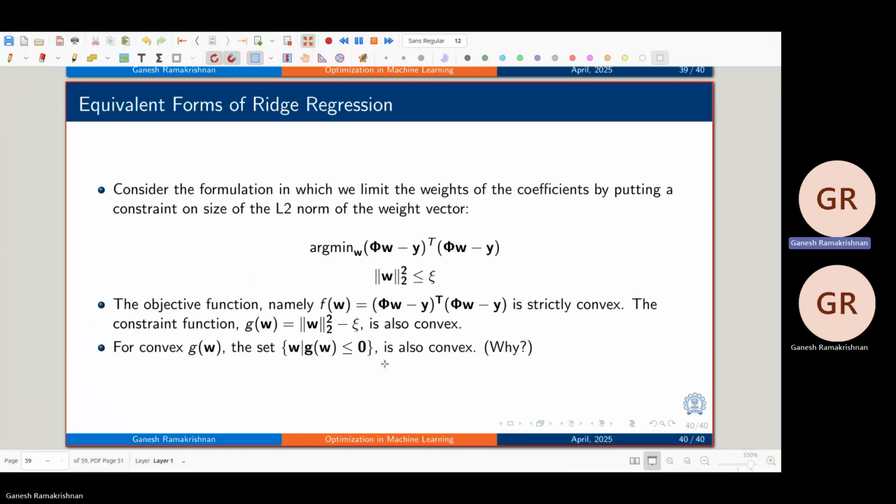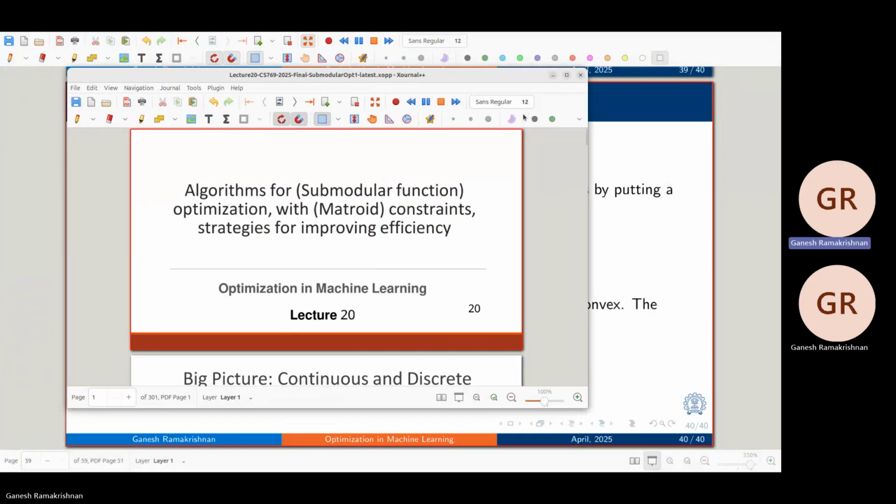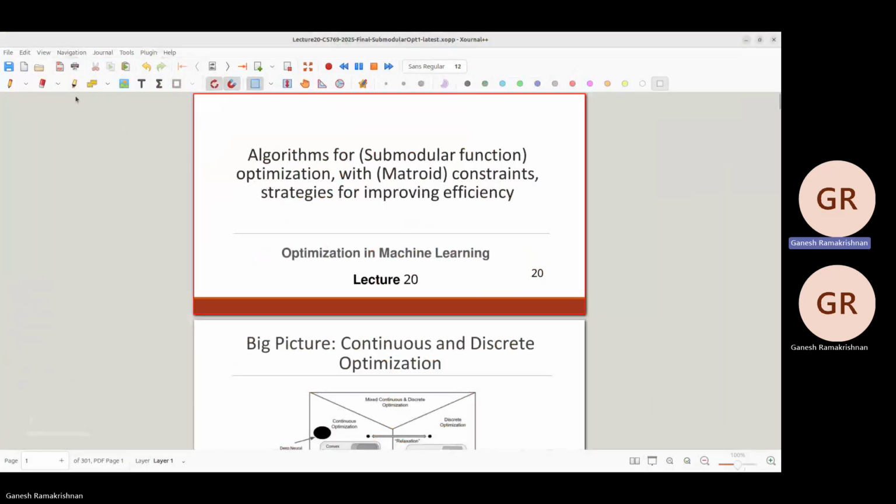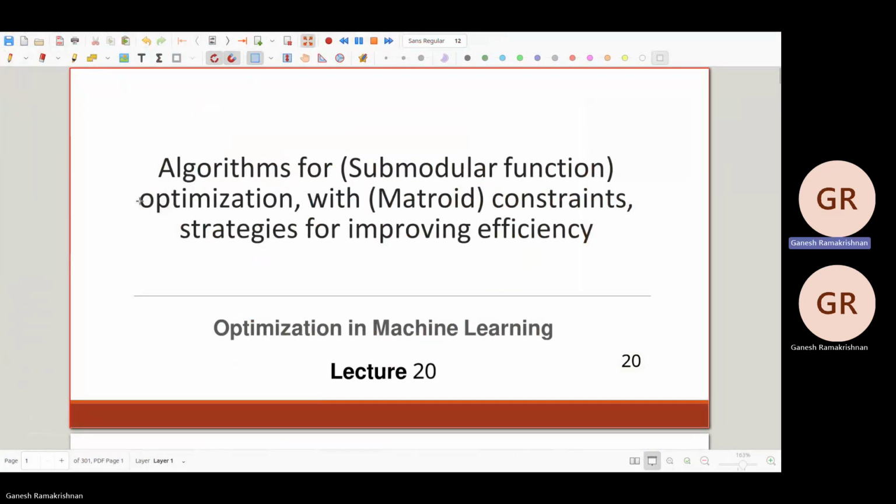What I'm going to do is get you started with the next topic. Just give me 5-10 minutes, because we have spent a lot of time on the seminar presentation. So just give me a few more minutes today. I want to give you a glimpse of some of the algorithms and principles behind discrete optimization.